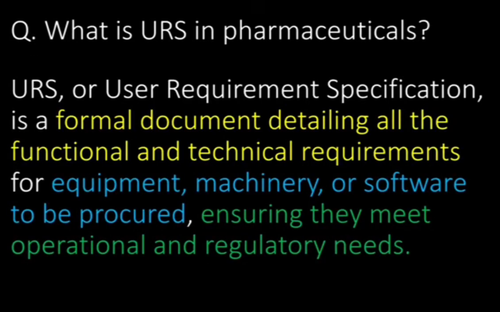What is URS in pharmaceuticals? URS or User Requirement Specification is a formal document detailing all the functional and technical requirements for equipment, machinery, or software to be procured, ensuring they meet operational and regulatory needs.